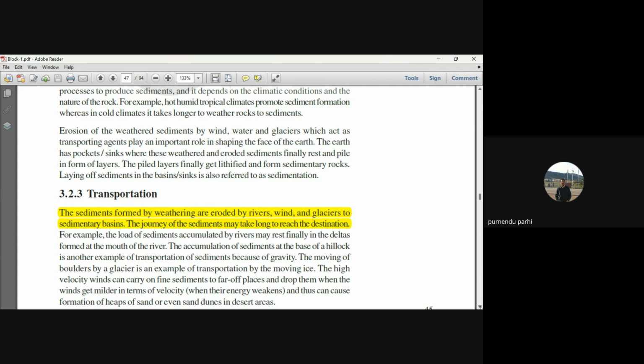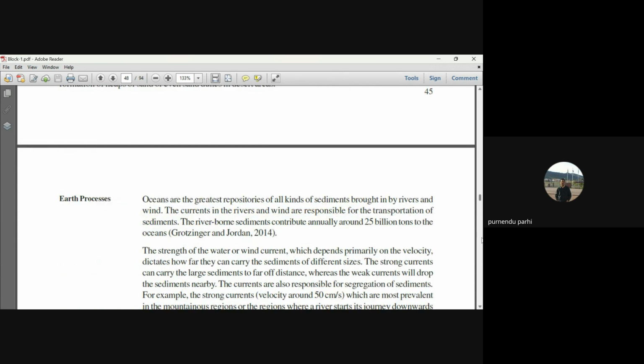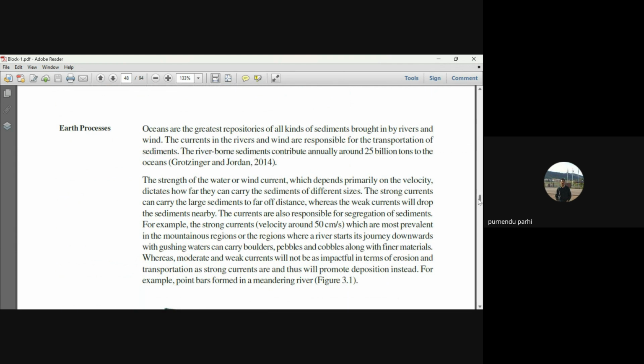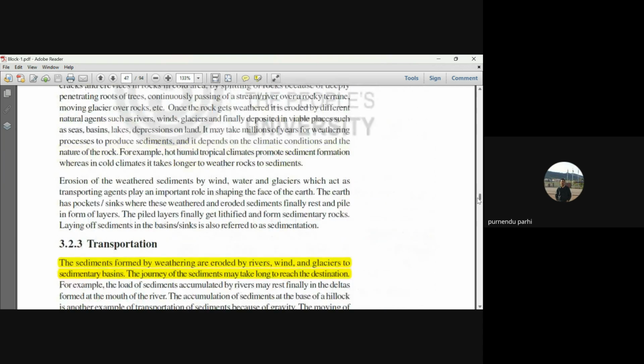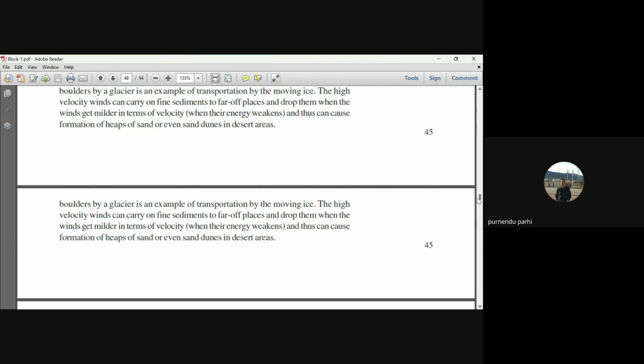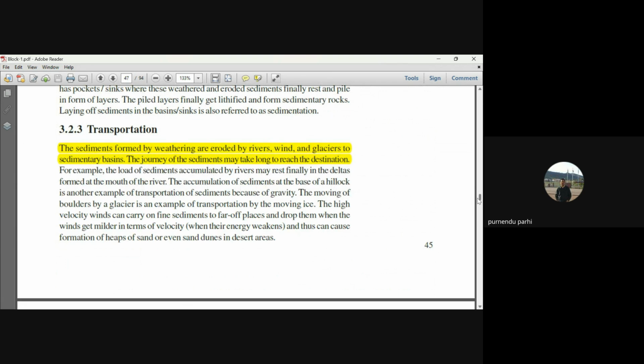The high velocity winds can carry fine sediments to far off places and drop them when the winds get milder in terms of velocity, and those can cause formation of heaps of sand or even sand dunes in the desert areas.